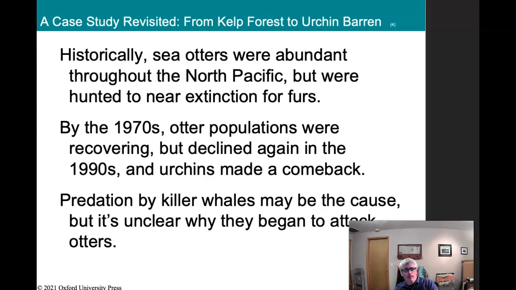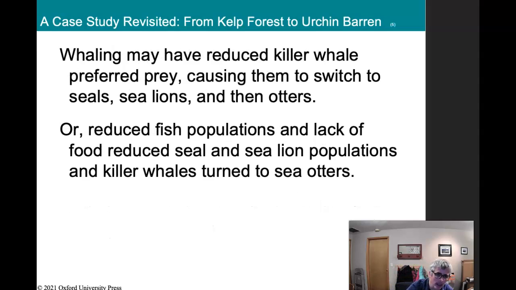Predation by killer whales may be the cause, and this is Jim Estes' big thing, but it's unclear why they began to attack otters. This is an argument that whaling may have reduced killer whale preferred prey, causing them to switch to sea lions, seals, and then otters. Or reduced fish populations reduced the food for seals and sea lions, and killer whales had to turn to sea otters.